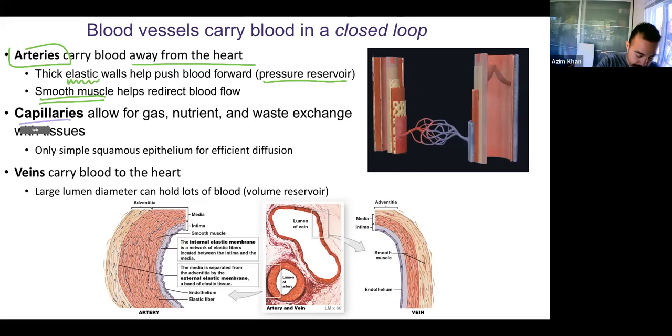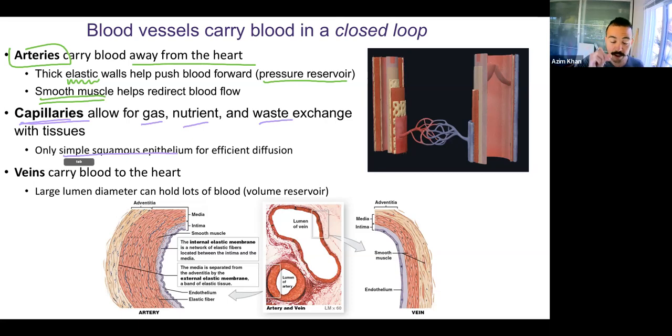Capillaries are the tiniest blood vessels. They allow for gas exchange, nutrient exchange, and waste exchange with tissues. They do not really have any layers. They just have one layer. The one layer is simple squamous epithelium.